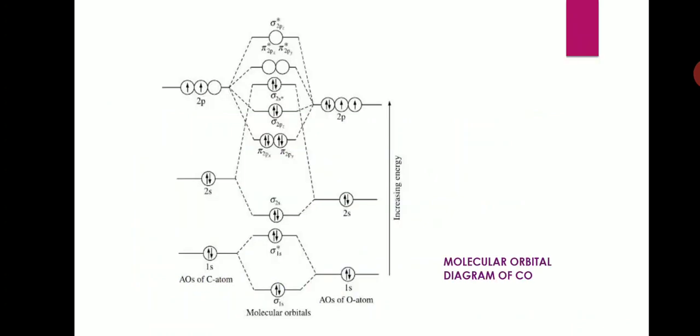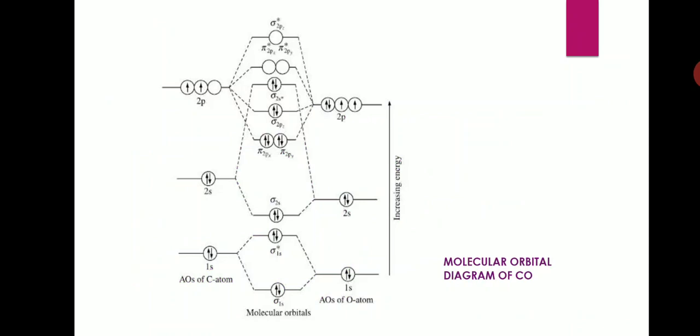Now, let's take a look at the molecular orbital diagram of CO. There are 2 electrons in the 2p orbital of carbon and 4 electrons in the 2p orbital of oxygen. Now in the molecular orbitals of CO, 4 electrons are in the pi molecular orbital, which is of lowest energy, and 2 electrons are in the sigma molecular orbital.